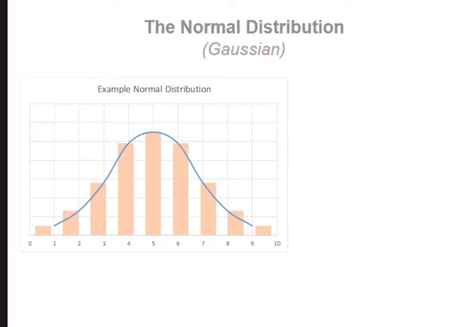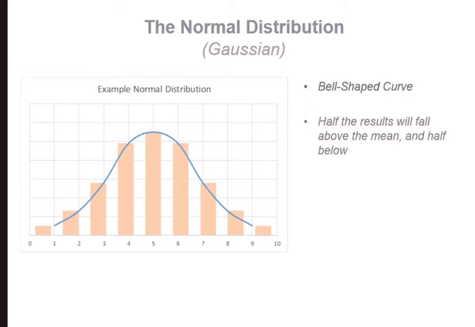Let's examine what we have in front of us. A normal distribution is distinguished by the bell-shaped curve that the data present when visualized. When looking at a normal distribution, half of the results fall above the mean and half the results fall below the mean. One other fun anecdote about the normal distribution is this: the mean equals the median, which equals the mode. So what does the normal distribution show us?